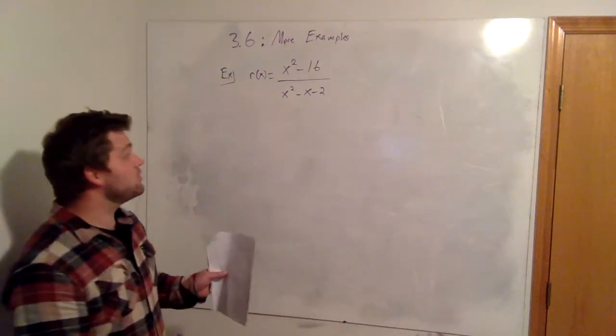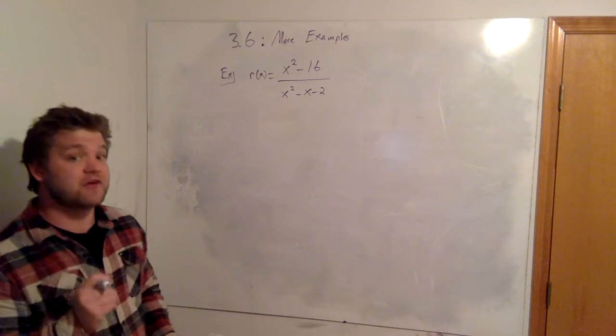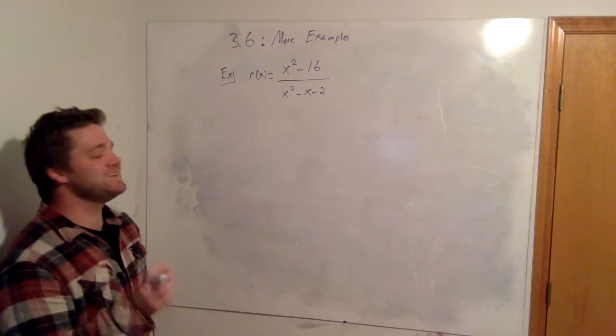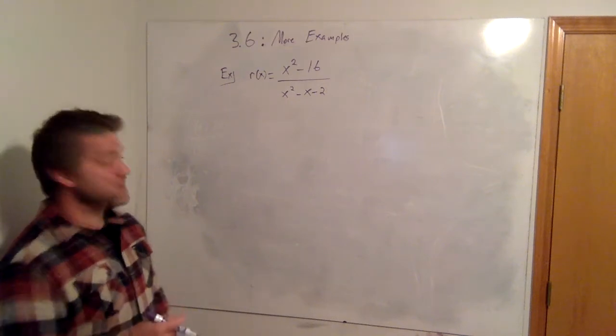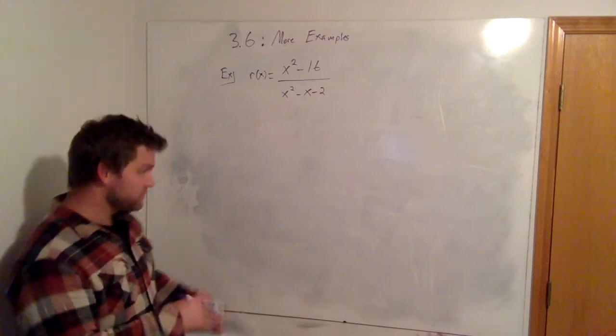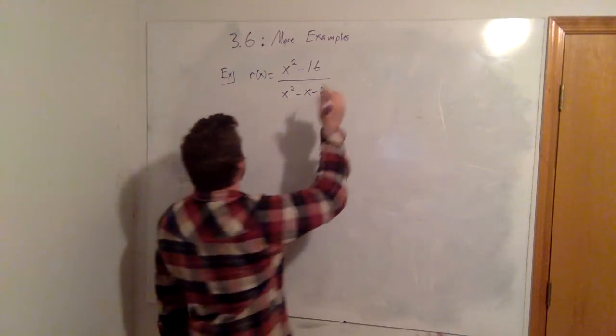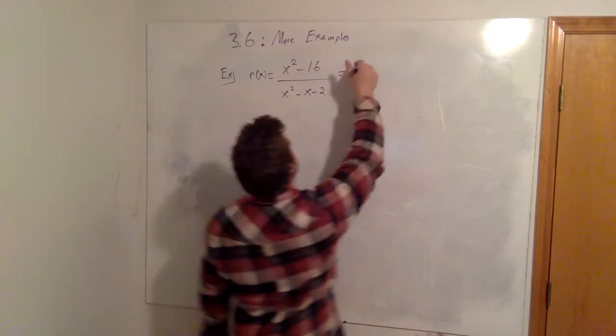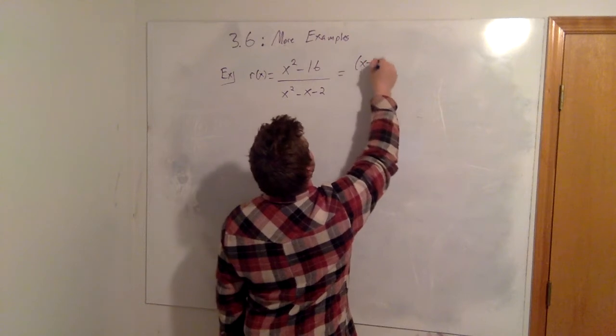Okay, first thing we're always going to do, we're going to factor. We need to be careful in the next section. If we don't factor ahead of time, we may miss out on holes. So we'll see that when we get there. The numerator is the difference of squares.